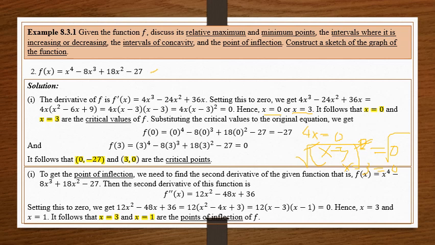So, setting this one to 0, the same process pa rin sa first step para makuha natin yung value ni x. Hence, ang factors nito is 12 times (x minus 3) and (x minus 1). It follows that we equate both factors to 0. So, we get x equals 3 and x equals 1. So, yan yung magiging points of inflection natin.